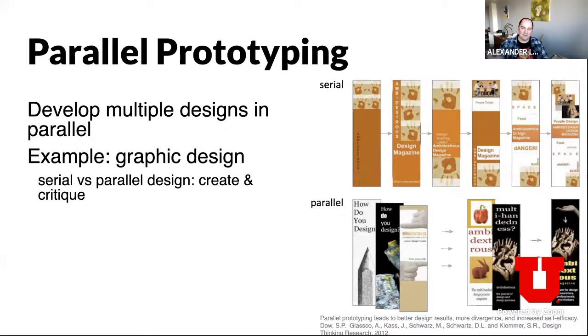Like in this example of a graphic design problem, you can see that they started out with a serial design here, and it didn't really change all that much, and maybe it's not a great initial design, right? But if you had parallel designs, you can see that if you start with 3 completely different ideas, you might eventually incorporate the best of all of these ideas and create some nice solution by doing that.